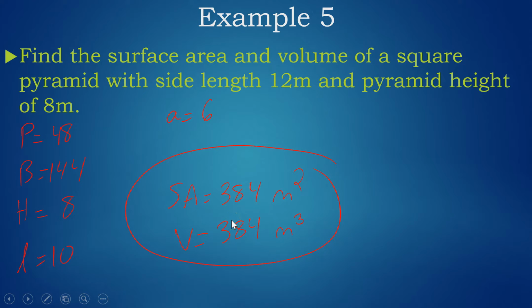Okay, so for this one, your final answers are 384 meters squared for the surface area and 384 meters cubed for the volume. Don't be freaked out if you have same number answers, because there are different things. One quantity is an area, meters squared, one quantity is a volume, meters cubed. Perimeter should have been 48, area of the base is 144, height is 8, slant height is 10, and then the apothem was 6, because half the side length.